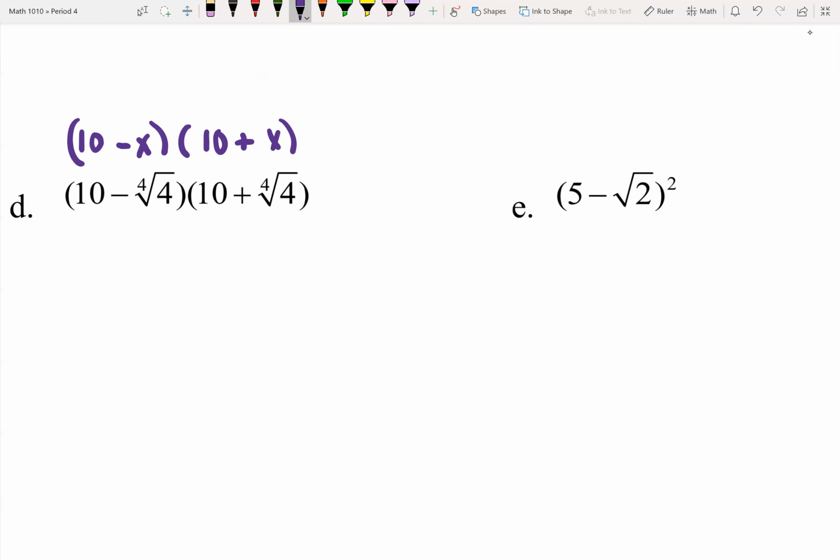If that were your problem, 10 plus x times 10 minus x, everybody in the room tell me how to do that. Okay, so FOIL, but is it really FOIL? It's not. You don't have to FOIL. Why don't you have to FOIL? Because, well, they're kind of x's. Why don't you have to FOIL?